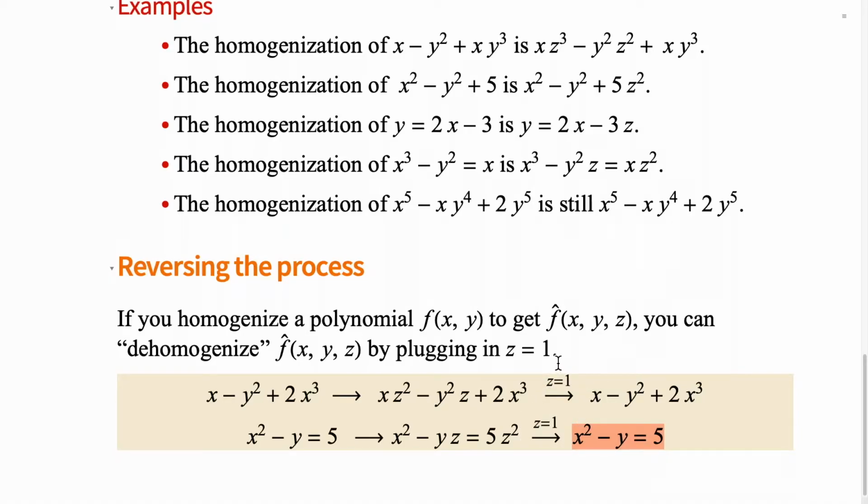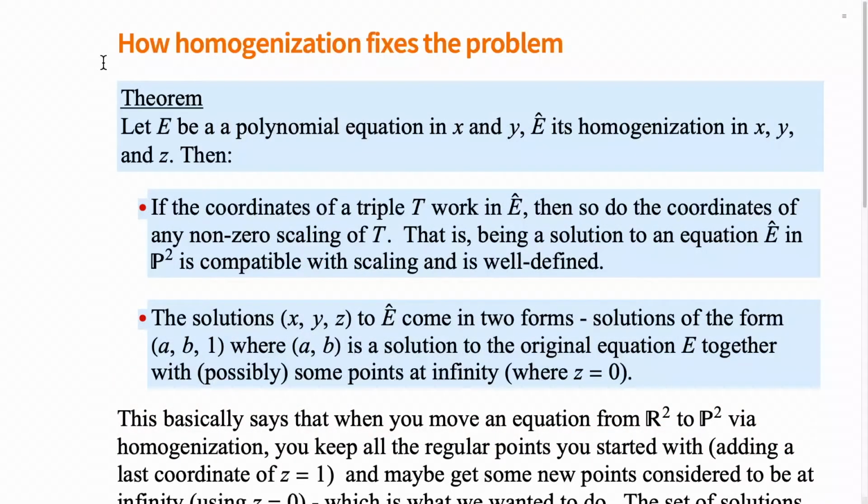This probably isn't terribly shocking, that z equals 1 is important here. Remember, when you have a point that's not at infinity, it's going to be represented by a triple where you can set that last coordinate equal to 1. Now, how does homogenization fix our problem? Well, the answer is given by the following theorem.